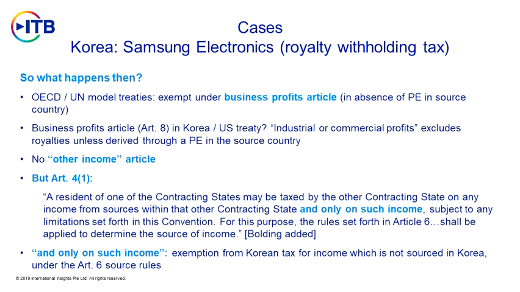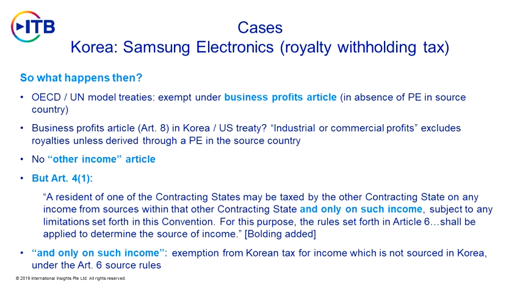So, what happens then? Under the OECD and UN model treaties, the answer would be go to the business profits article, and as the US LLC does not have a PE in Korea, the business profits article would provide an exemption from Korean tax. But as I said before, the Korea-US treaty has some unusual provisions. The business profits article, Article 8, uses the term industrial or commercial profits, which has a definition which excludes royalties unless derived through a PE in the source country. And there's no other income article in the treaty.